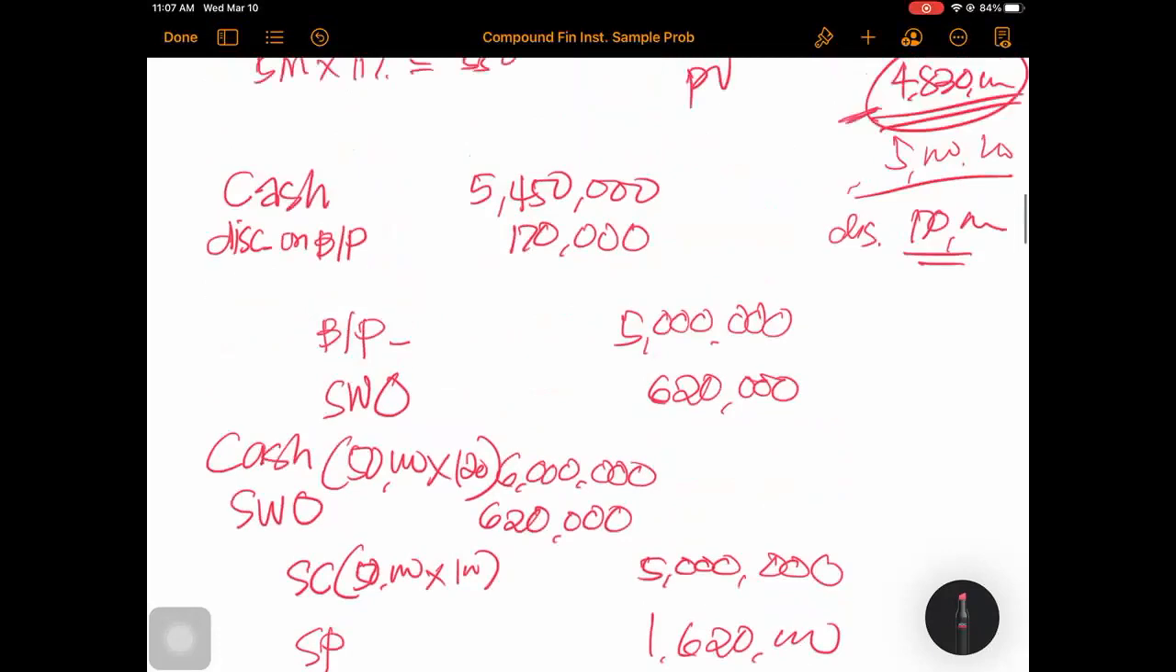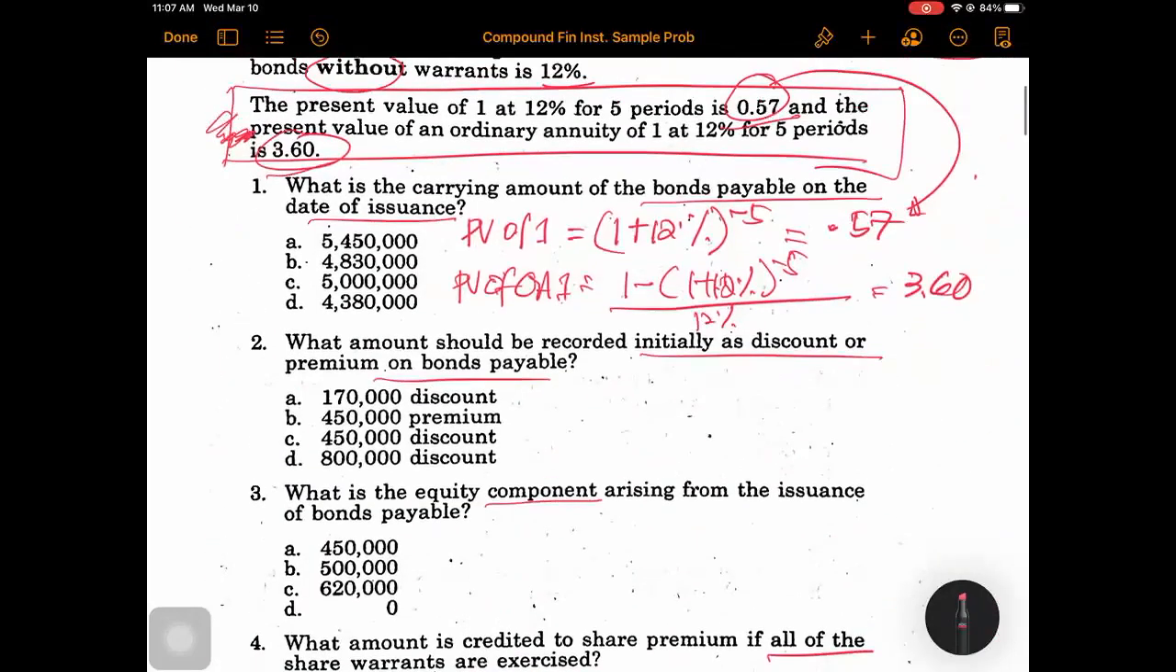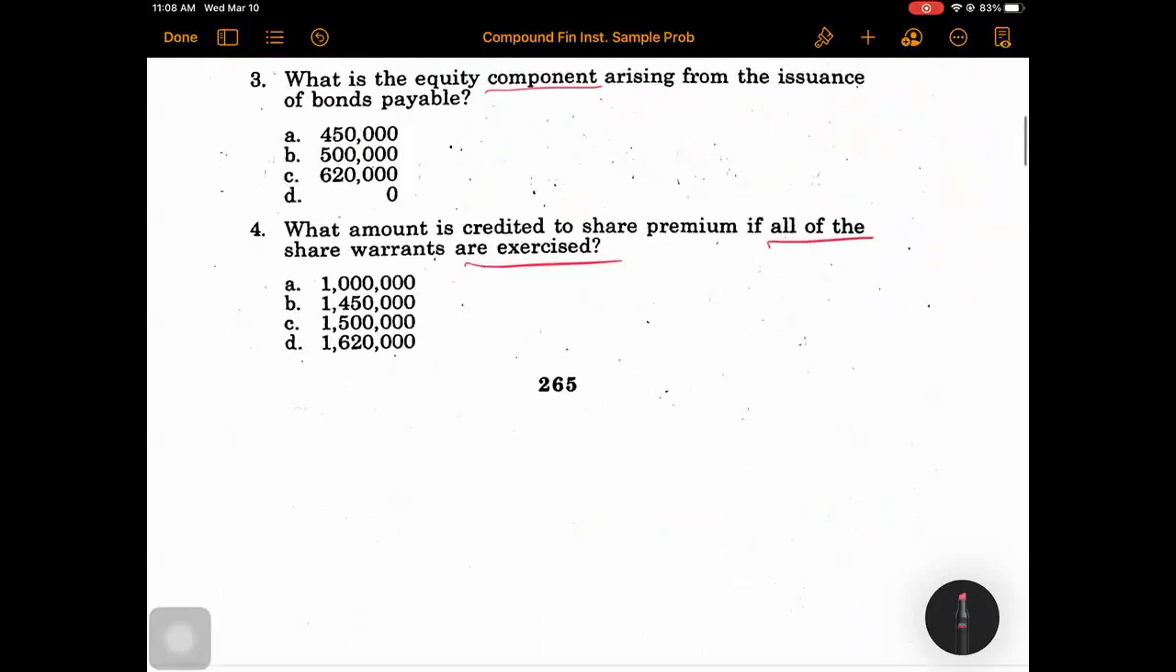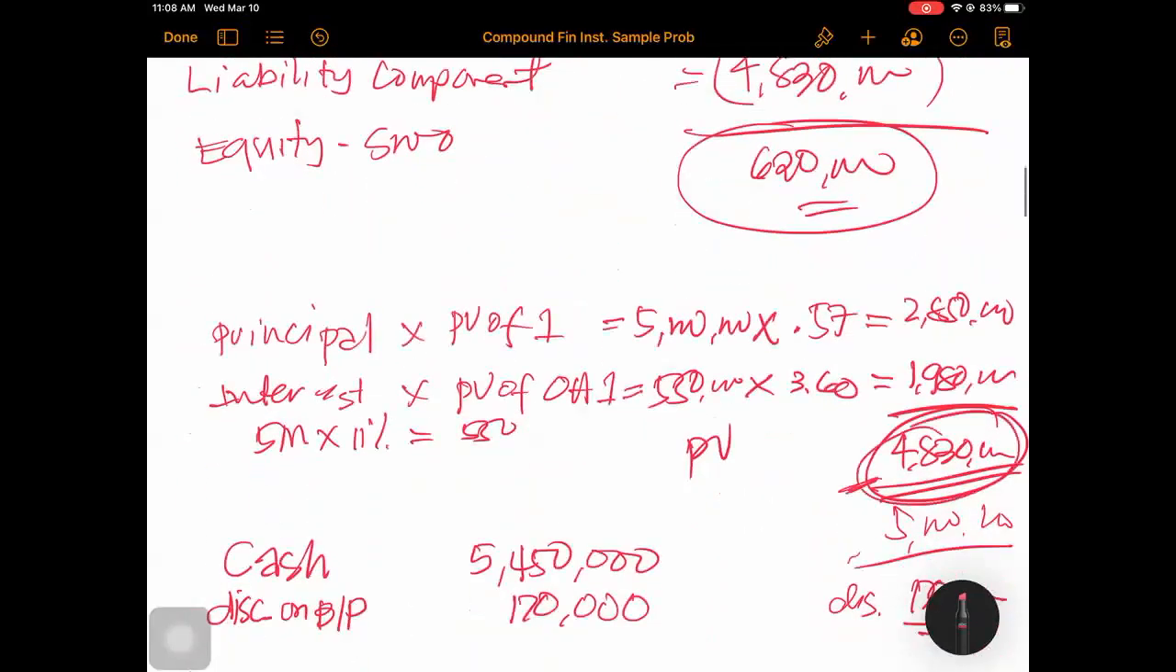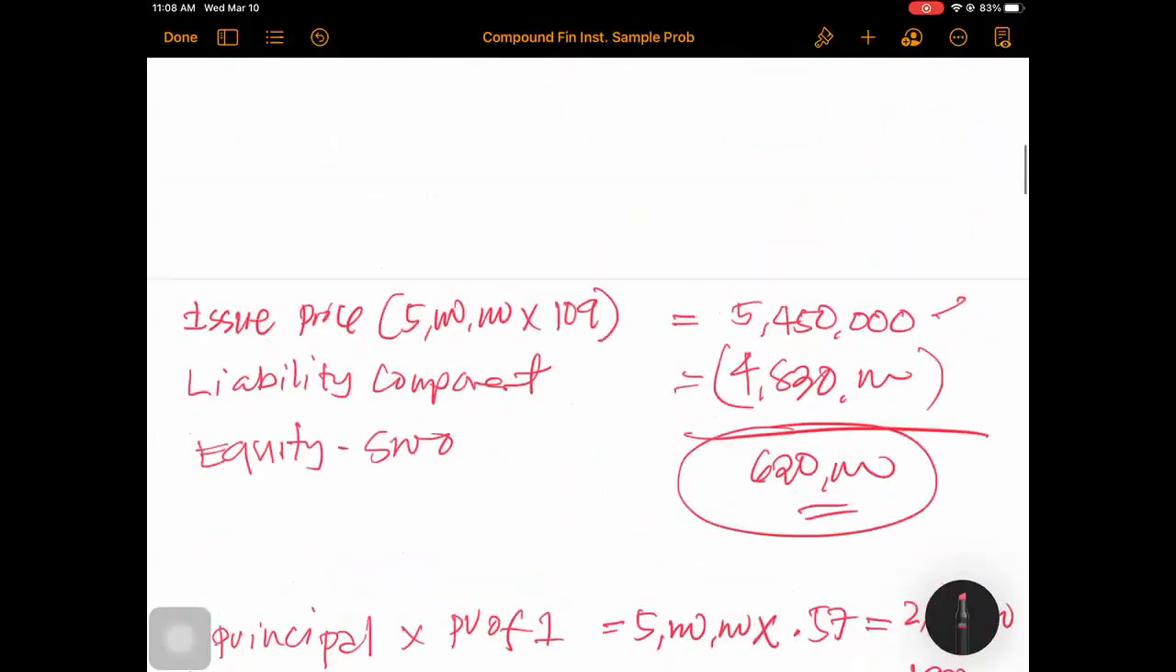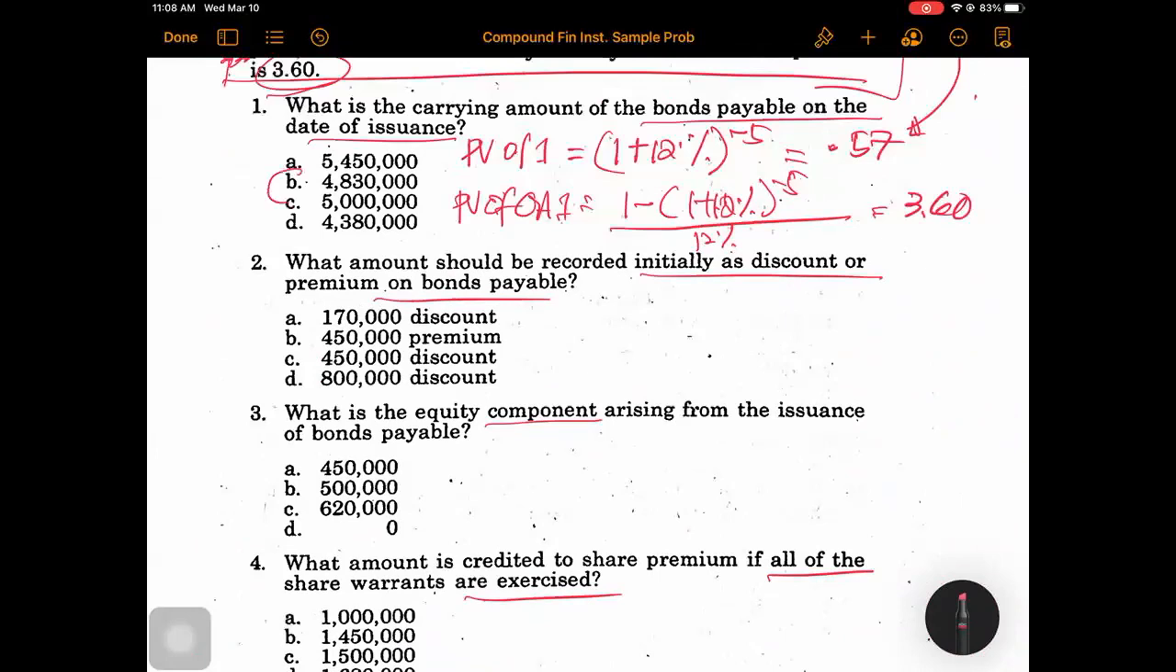Let's go back to the question. So what is the carrying amount of the bonds payable on the date of issuance? Pila to atong initial measurement at 4 million? Pila to na-compute? Okay, 4,830,000. So that is letter B, 4,830,000. Next, what amount should be recorded initially as discount or premium on bonds payable? Pila to discount nato? So you have 170,000 discount.